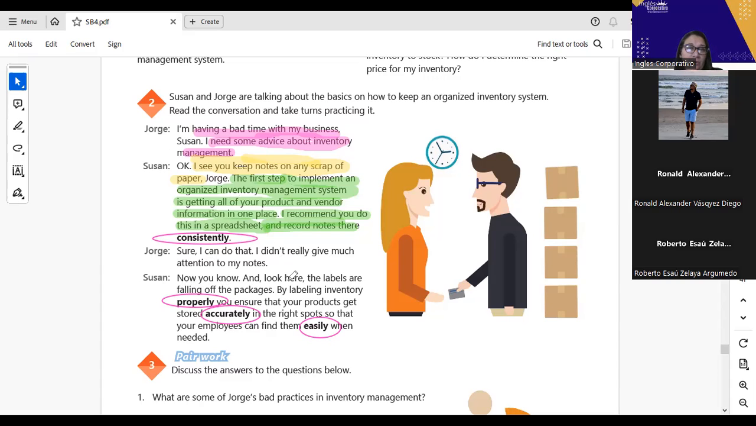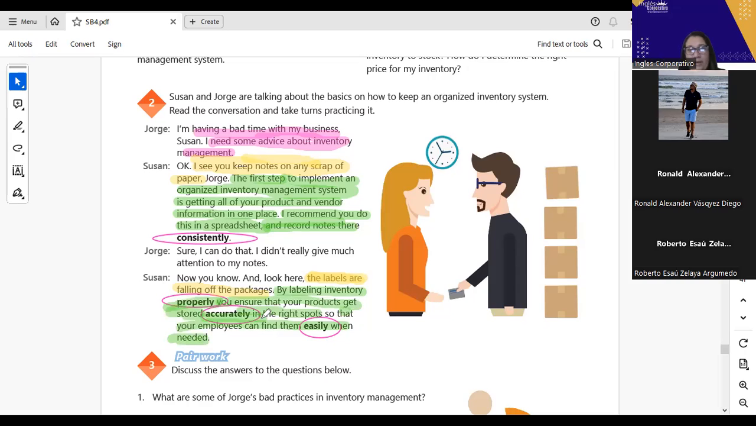And then now you know, and look here, "the labels are falling off the packages." So there's another problem. What's happening? The labels, these labels with important information from the packages, are falling off. So they are not well pasted. And then she says, "By labeling inventory properly," so you should label inventory properly, "you ensure that your products get stored accurately in the right spots so that your employees can find the products easily when needed."